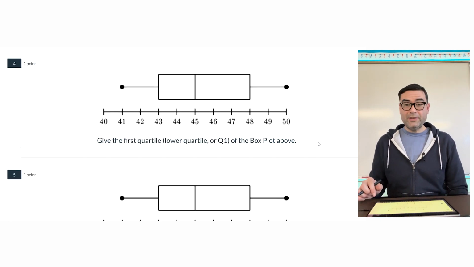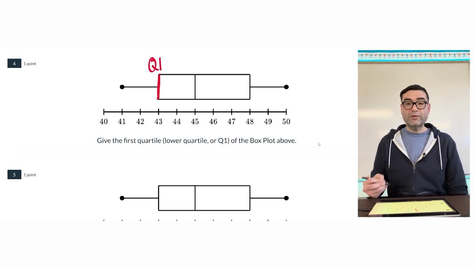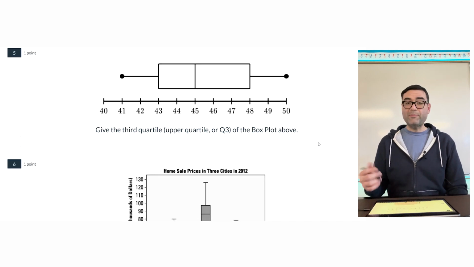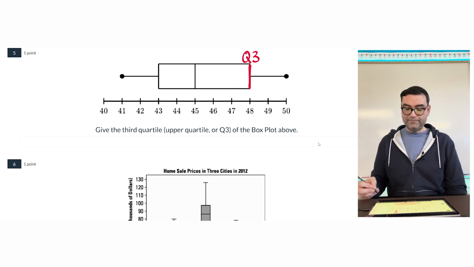Number 4 asks us to find the first quartile, or the lower quartile, or Q1 of the box plot. So that would be this edge of the box here. That's known as the first quartile, so that would be 43. And in the same box plot, we want to find the upper quartile, Q3. That'd be right here at the upper edge of the box, 48.